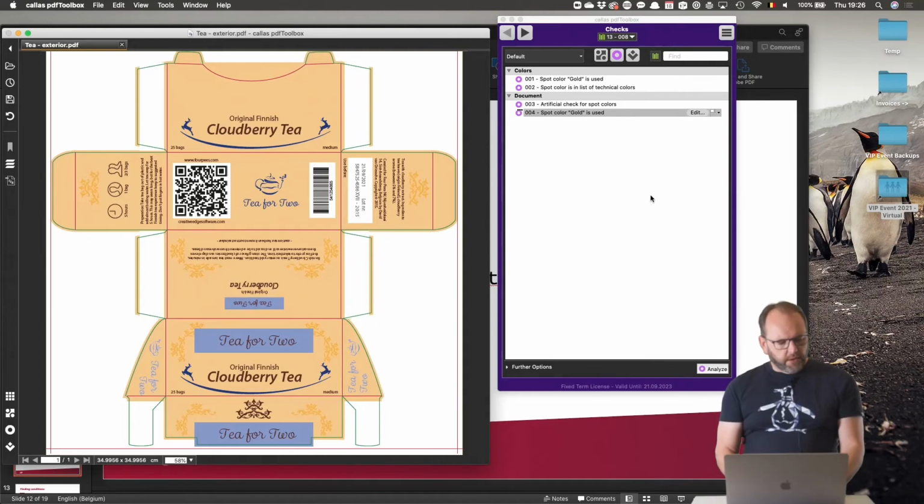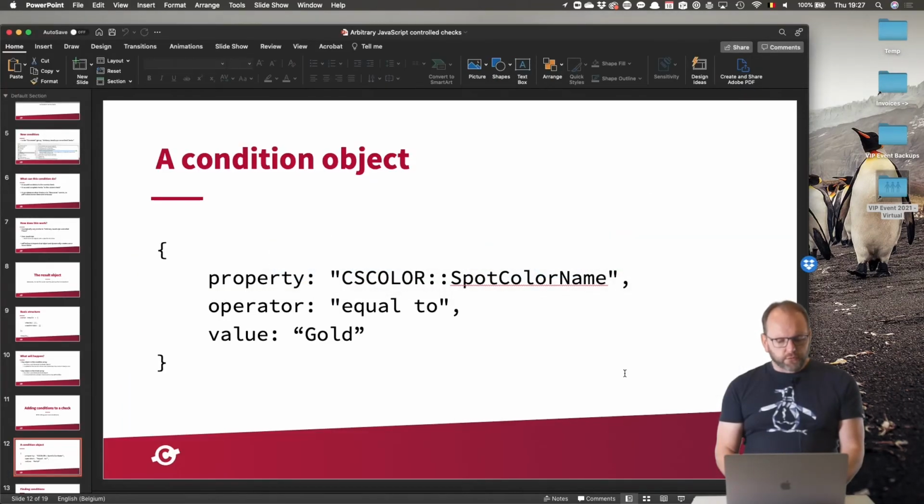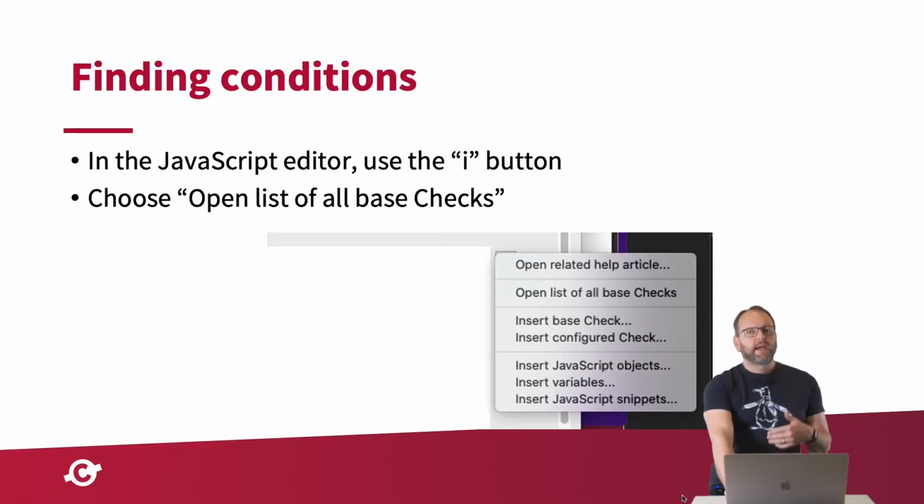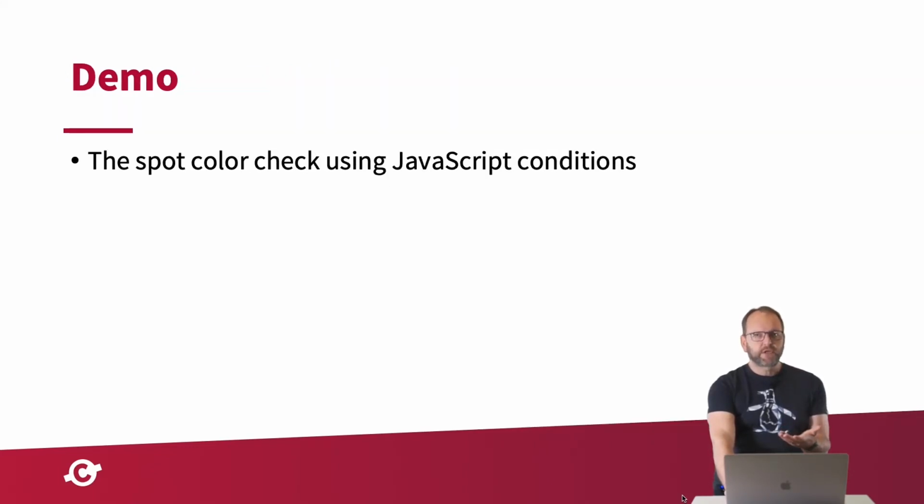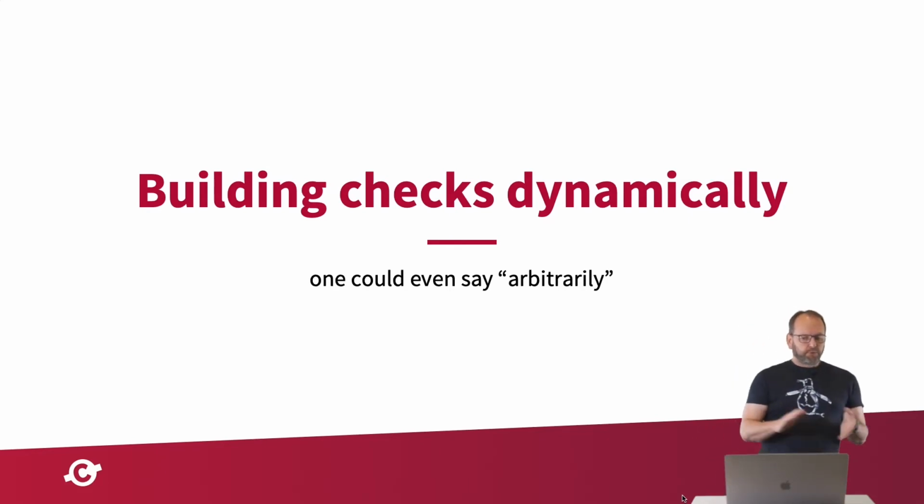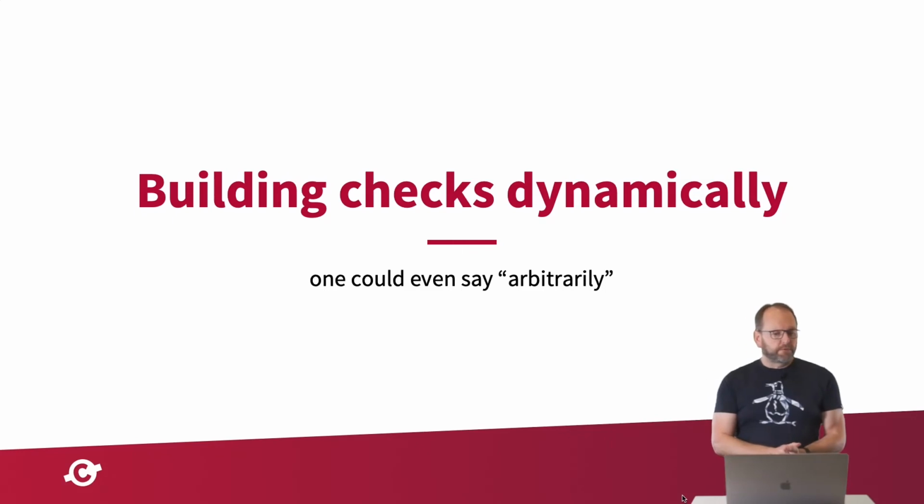Okay, so that is the first thing that we could do. This is adding conditions to an existing check in a dynamic way. As I said, you can use the I button to find these conditions by either looking at the list or inserting checks and so on. So pretty straightforward in the end. Yeah? Not trivial, but pretty straightforward.